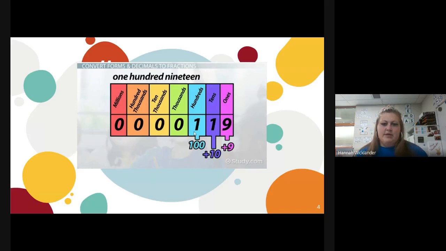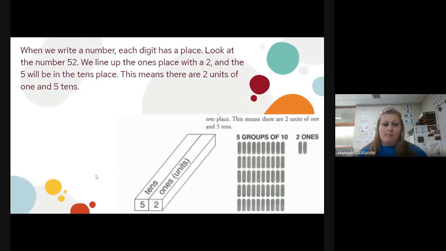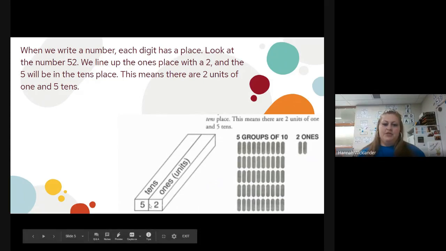Here's another one. So 119, the 9 is in the ones, the 1 is in the tens, and the other 1 is in the hundreds. So when we write a number, each digit has a place. Look at the number 52. We line up the ones place with the 2, and the 5 will be in the tens place. This means there are 2 units of 1 and 5 groups of 10. So 52, the 2 is in the ones and the 5 is in the tens. Ones are sometimes also called units.